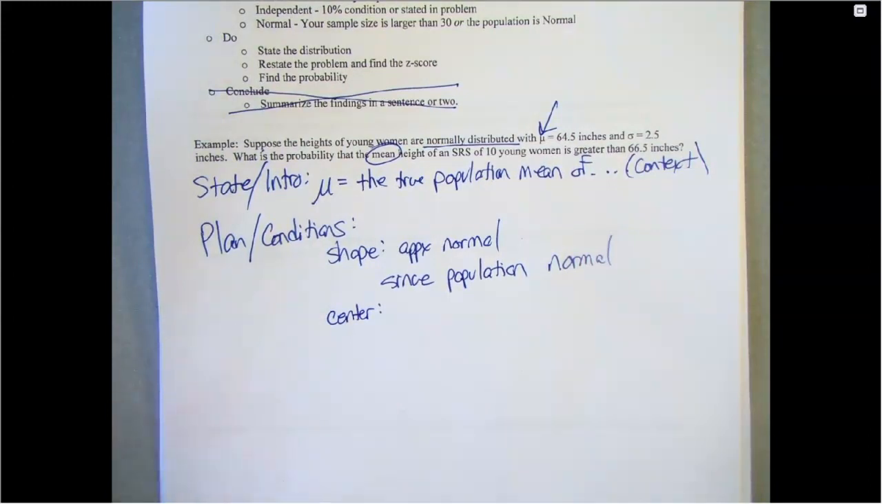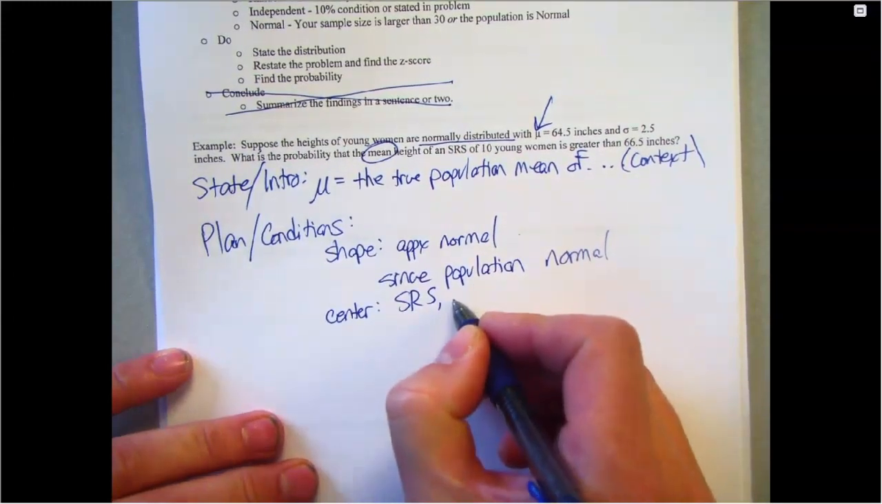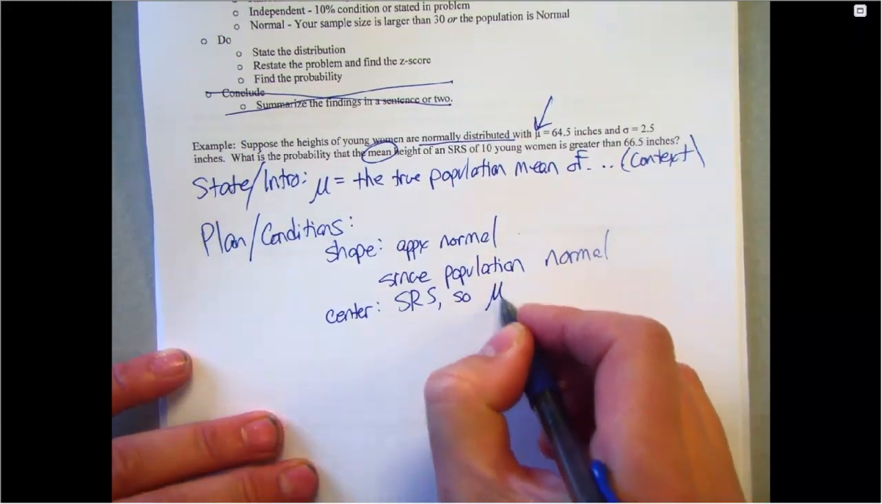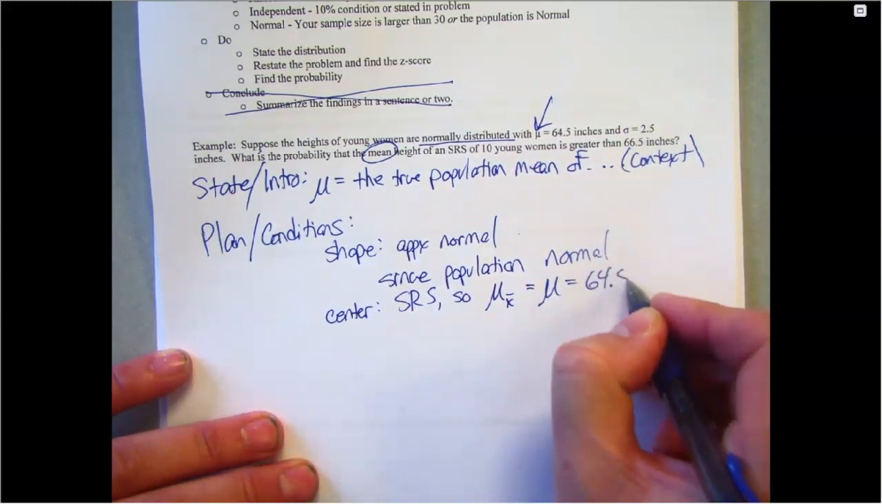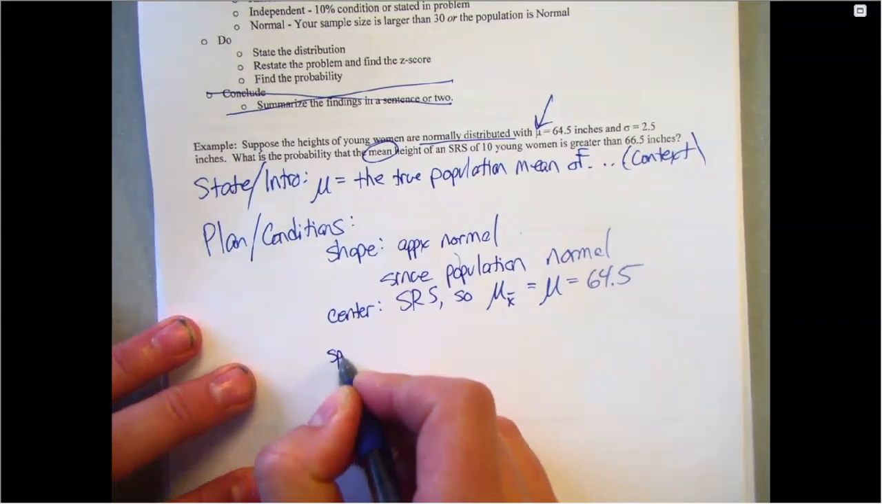So for the center, we want what? What am I looking for? I want randomness. Where do I see in there that it says randomness? SRS. So the mean of X bar is the same as the mean of the population, which is 64.5. And then spread.